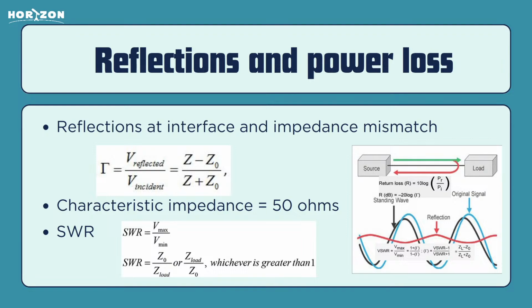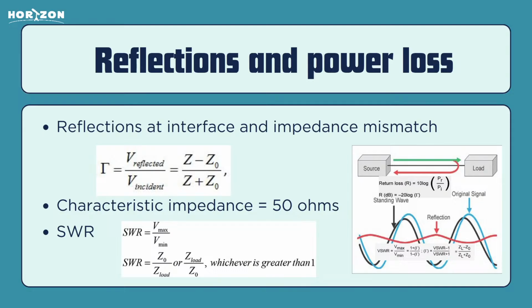The characteristic impedance of a transmission line is usually 50 ohms, and one way in which the reflections that take place between the two elements is quantified is the standing wave ratio. So the standing wave ratio is a measure of the amount of power that is reflected back through a transmission line due to impedance mismatch.